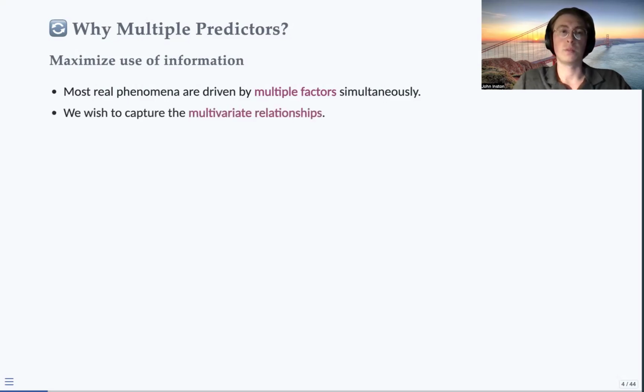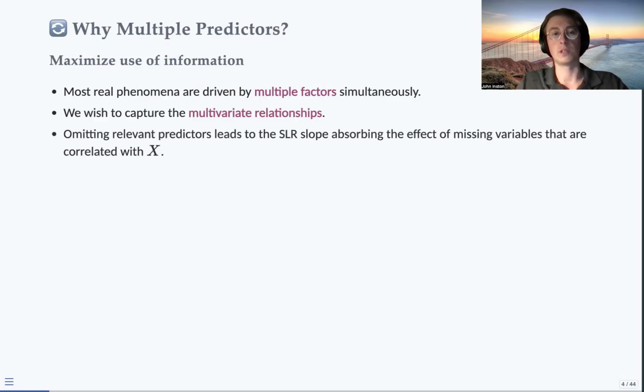And so the point of having multivariate linear regression is that, given the assumption that the underlying relationships are linear, we still wish to capture these multivariate relationships and to capture as much information as possible without waltzing into the territory of overfitting, which is something we'll talk about later.